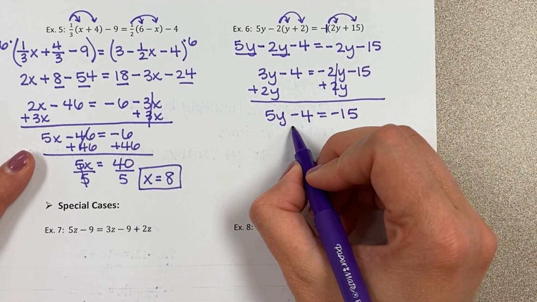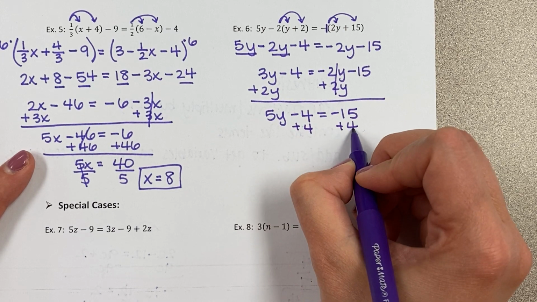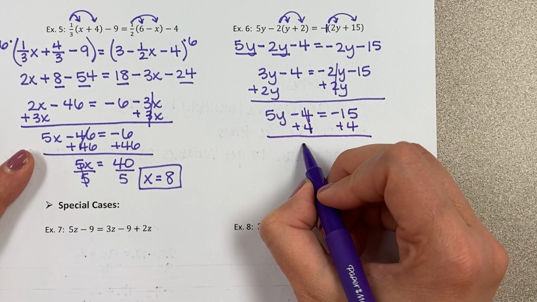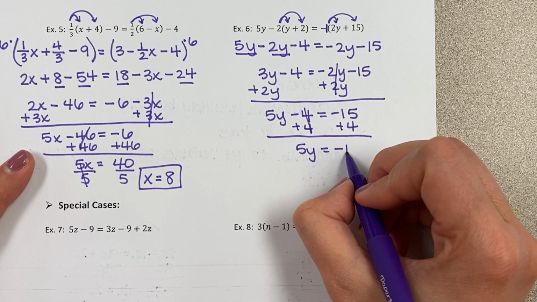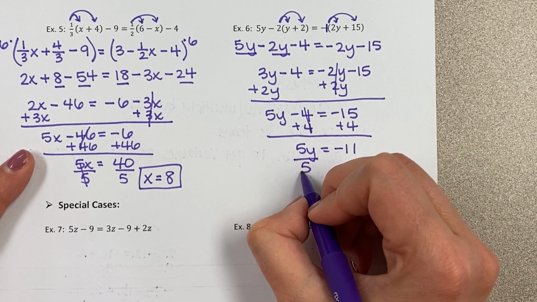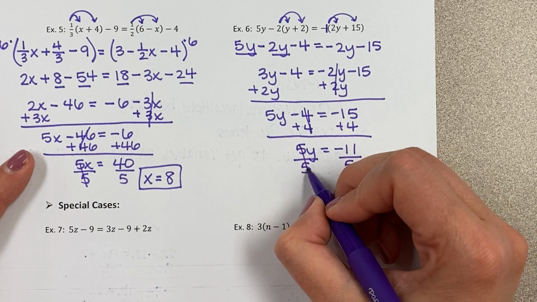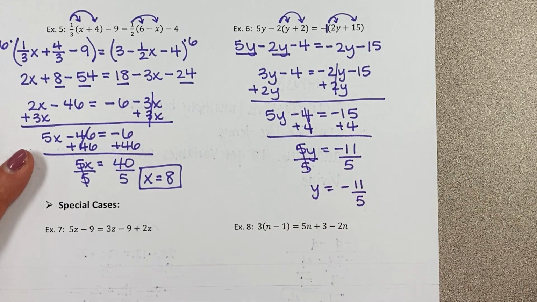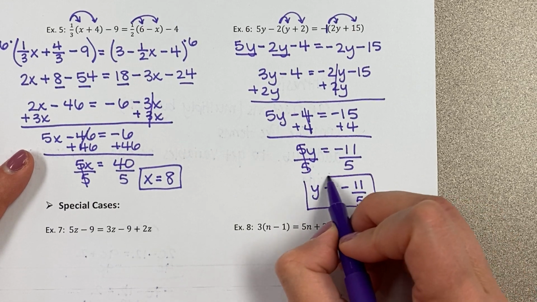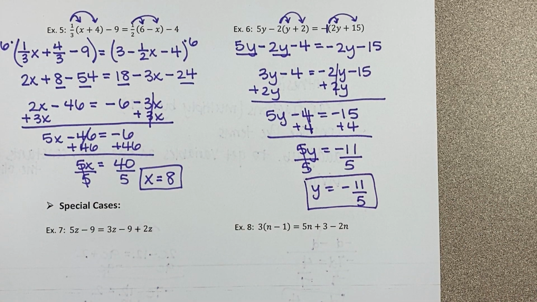Get 5y by itself, so I'm going to add 4 to both sides. -15 plus 4 is -11. Divide by 5. Keep your answer like this, unless they tell you differently and say to write it as a decimal, then you want to do that.